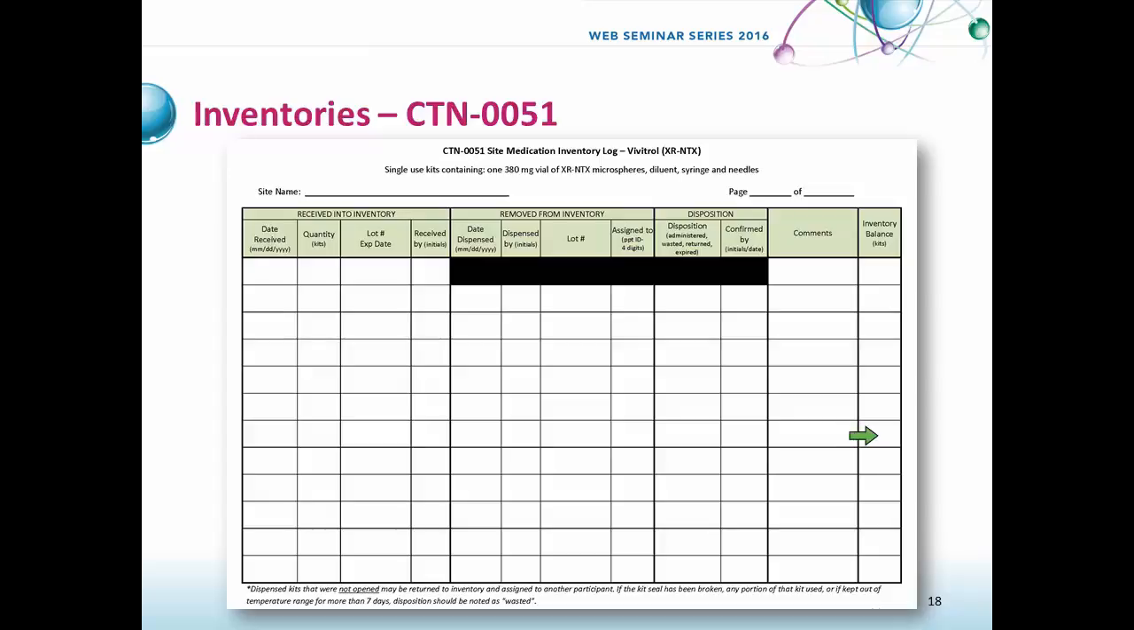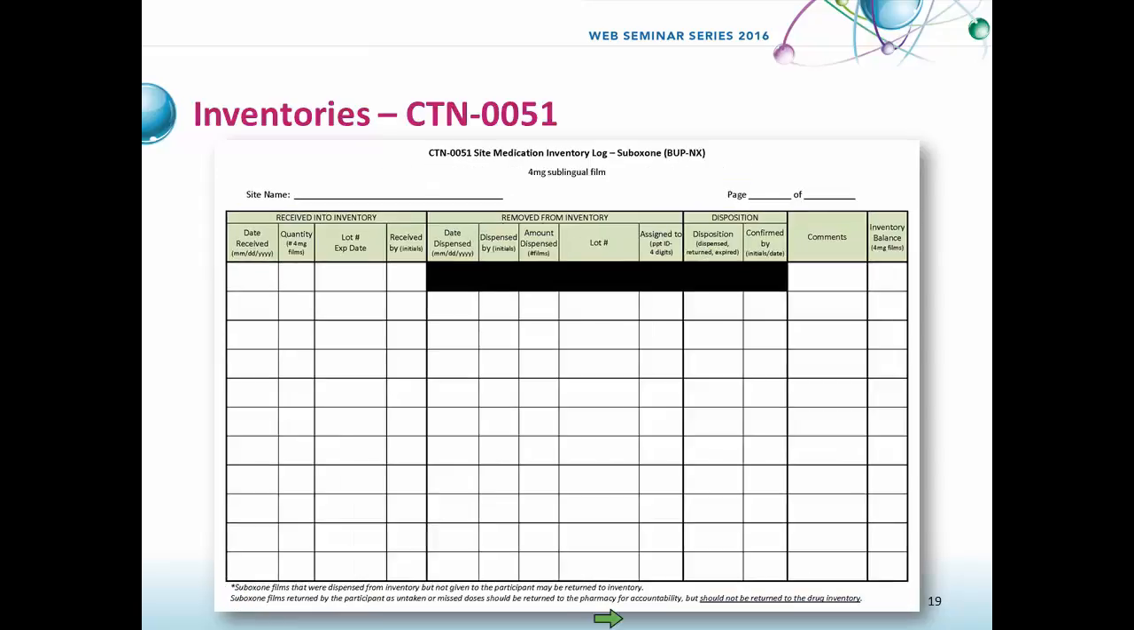In this log, we also included a brief handling note at the bottom for what to do with the kit if a participant was a no-show to the medication appointment, or if the Vivitrol could not be administered as planned, say if the participant failed the challenge and would be reinduced, or you would try to reinduce that participant later on. Similar log for Suboxone, we provided both 4 milligram and 8 milligram films.